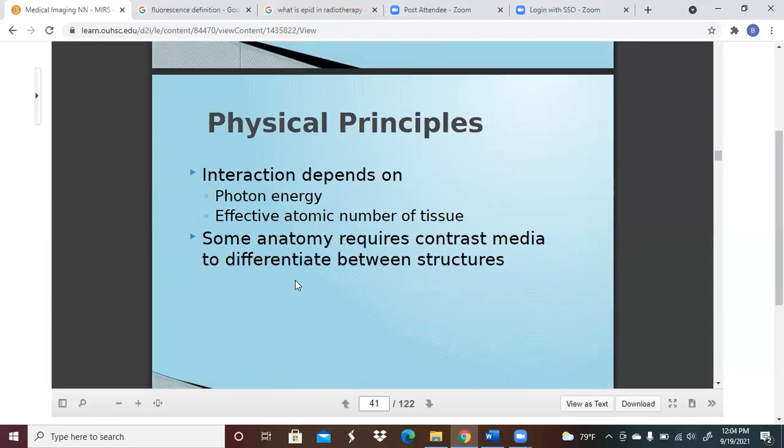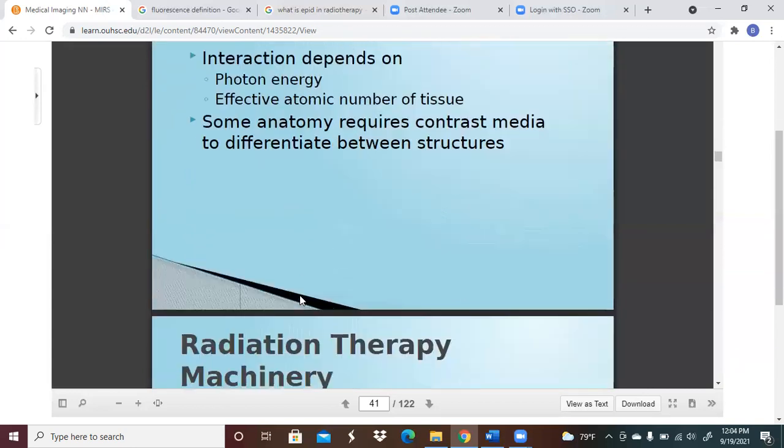Physical principles. Interaction depends on the photon energy and the effective atomic number of the tissue. So some anatomy requires contrast media to differentiate between structures. In other words, it's going to be very hard to tell what's going on in somebody's intestine unless you have some contrast there to kind of show you where it is, particularly on an X-ray.